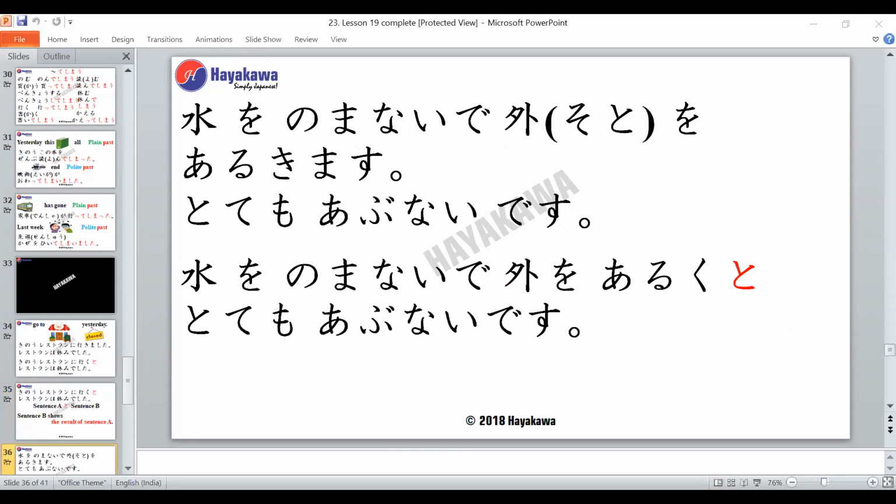So we have the next sentence, right? Mizu o nomanai de soto o arukimasu. Totemo abunai desu. So without drinking water, you're walking outside and that's very dangerous.